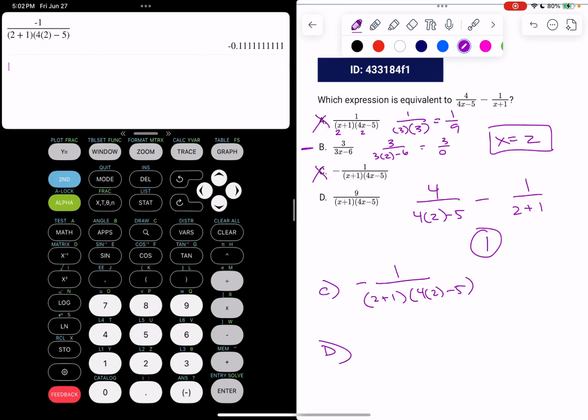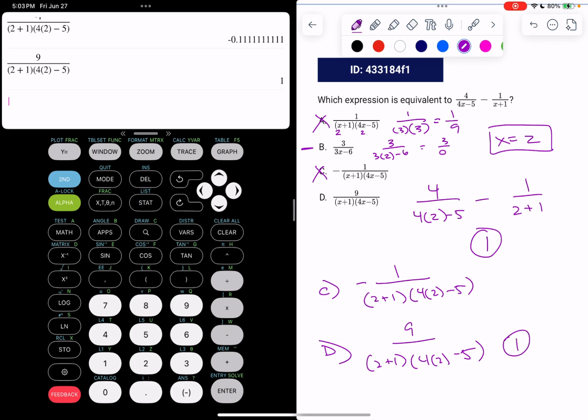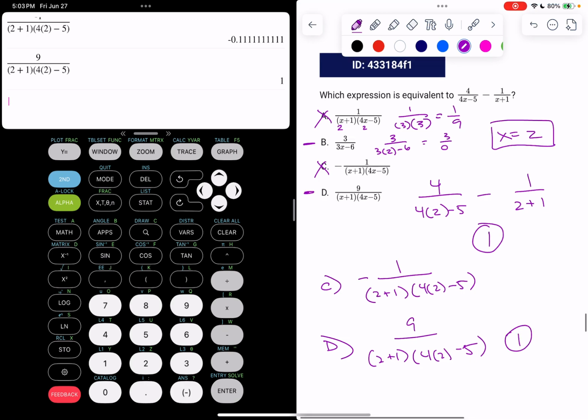All right, now how about this last one? D, 9 over 2 plus 1 times 4 times 2 minus 5. So let's put that in our calculator. We have 9 in the numerator over, in parentheses, 2 plus 1, in parentheses, 4 times 2 minus 5. Ooh, that one gave me 1. Now, if I was in a bit of a rush, I would just pick D.